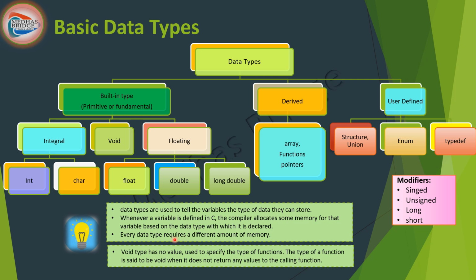Memory usage depends on what type of data type you declare in your program. Okay, and we have one more special data type called void. Void means no value. We use it to specify the type of functions. The type of function is set to be void when it does not return any value to the calling function. Mostly when you write functions, you will see whether the function is going to return anything back or not. Based on that, the return type is void if you are not returning anything. Got it?